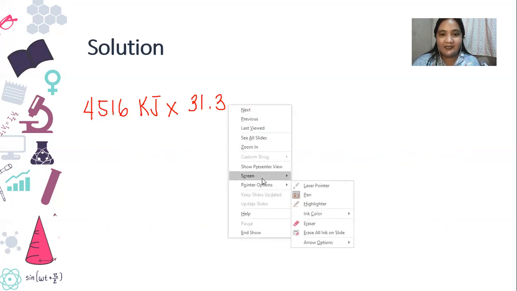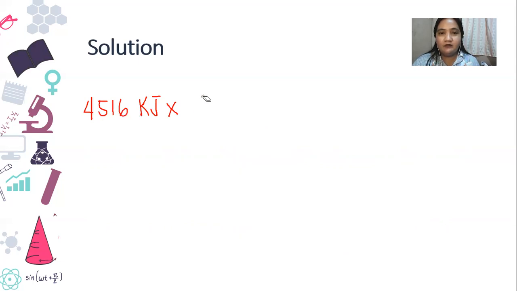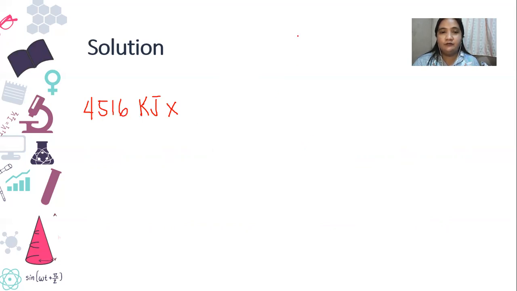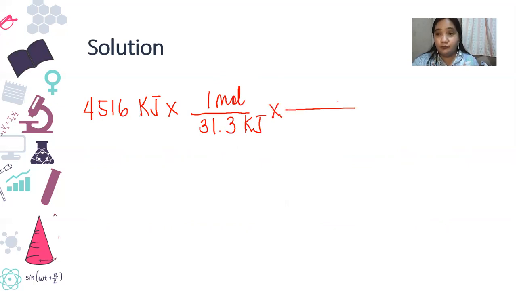So let's erase that because you have to use the reciprocal, because you have to try to cancel the unit. So it's 31. This is for acetone already. So it's 31.3 kJ per 1 mole. What's next? What's the molar mass of acetone? We computed 58 grams per mole. So that is 58 grams.